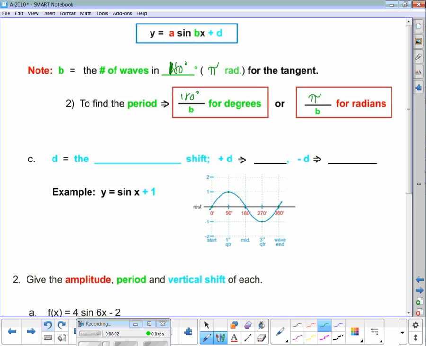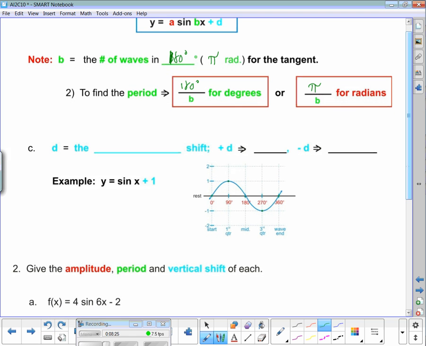Next year in advanced math, hopefully you'll do a good amount of those. I'm not going to give you many just because it's a little different. I don't want to confuse you, but that is the case. The reason is the tangent repeats every 180 degrees, whereas the sine and cosine every 360. All right, that is the case if you had to find the period of the tangent. You've got to go 180 divided by B. So it's the number of waves in every 180, or pi divided by B, number of waves in every pi radians, which again equals 180.